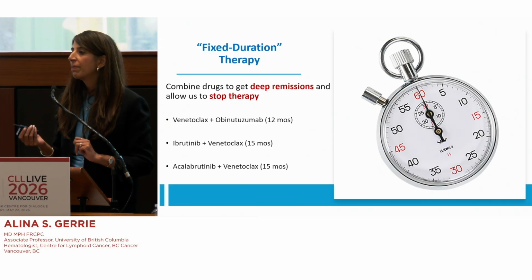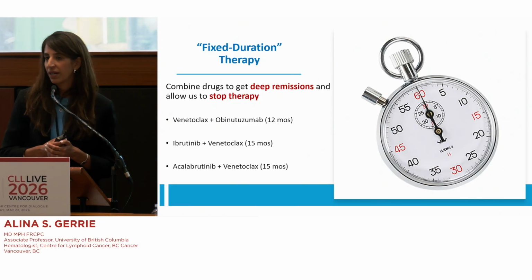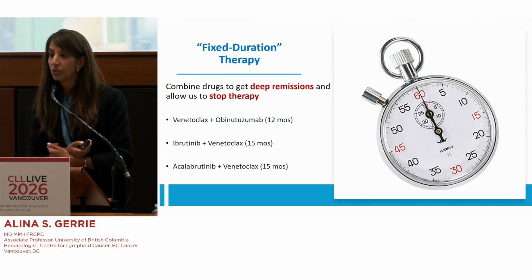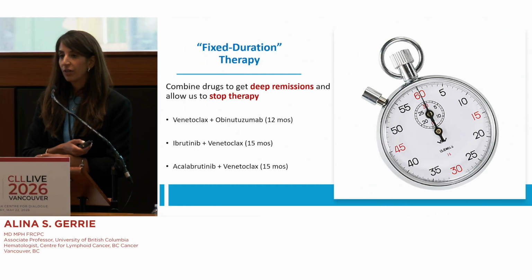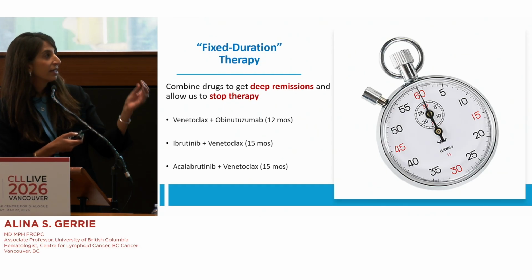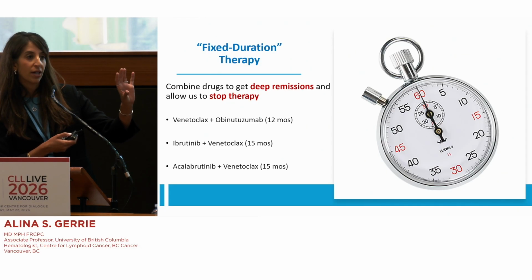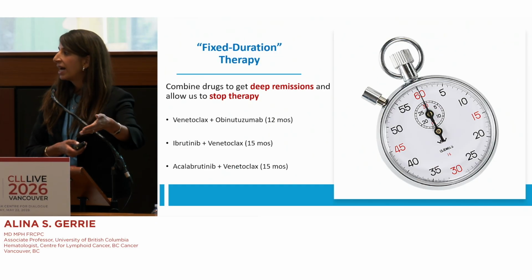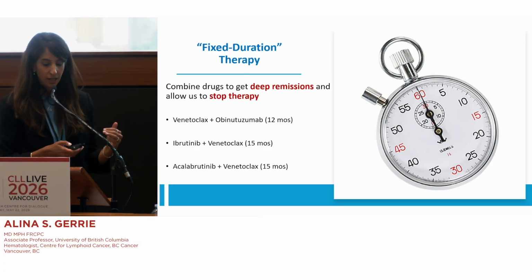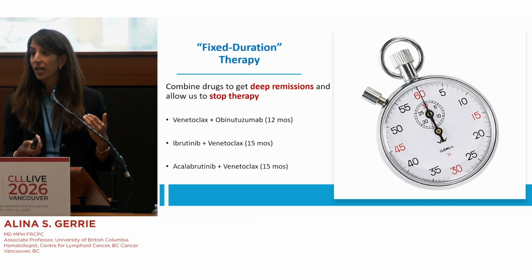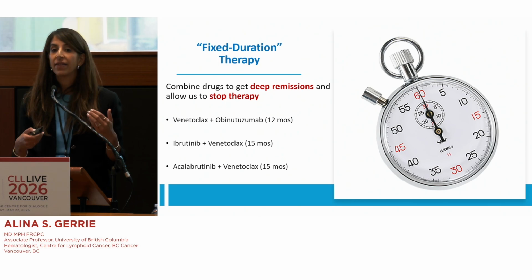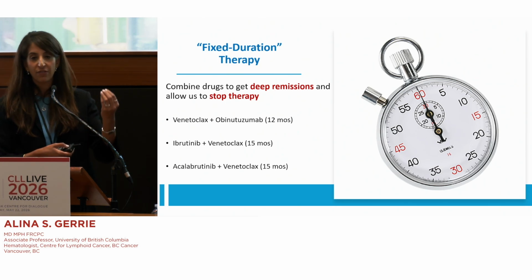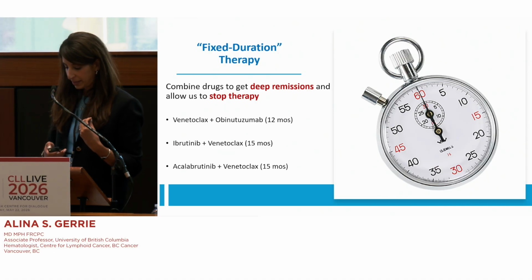And so there's 3 main fixed duration regimens that we have available for us here in BC. So we have venetoclax and obinutuzumab, which was the first one that came along. That's for 12 months. We have then the next one that was studied in clinical trials used the original version of BTK inhibitors, so ibrutinib plus venetoclax. And now, only in the last year, have we had the clinical trial data to confirm, and then also had Health Canada approval of the combination of acalabrutinib with venetoclax, also given for 15 months.